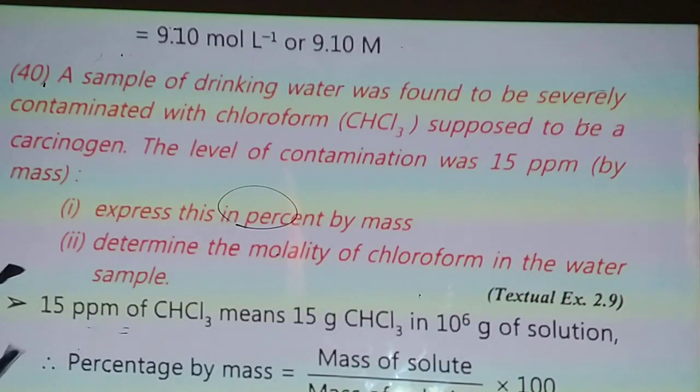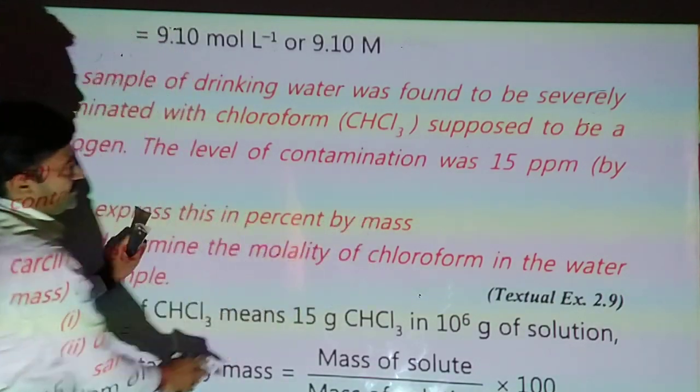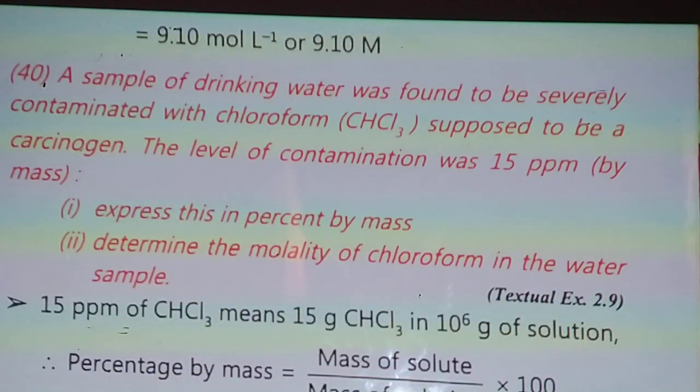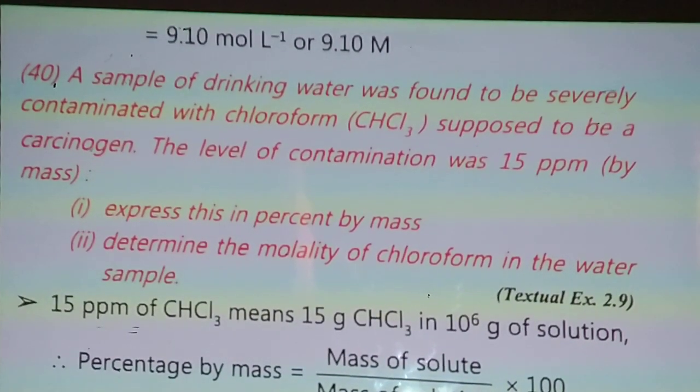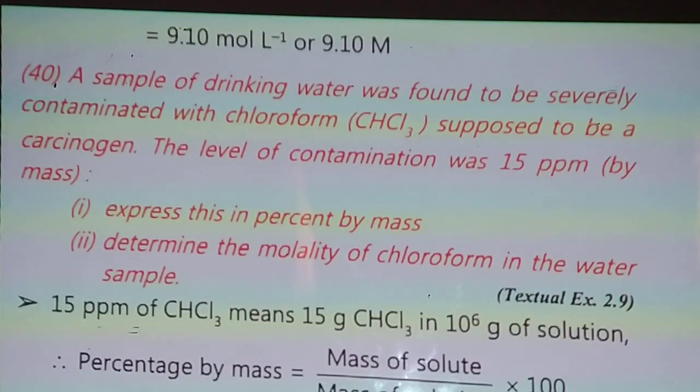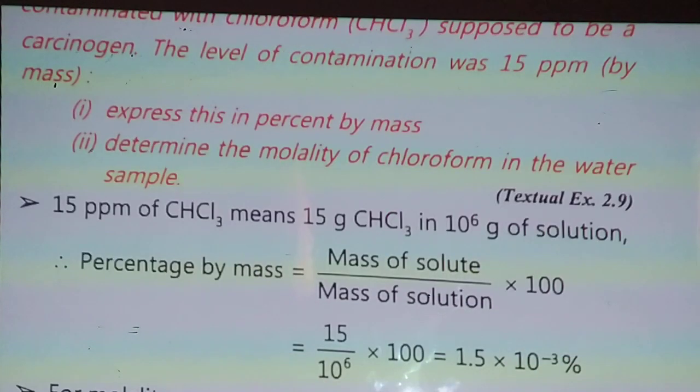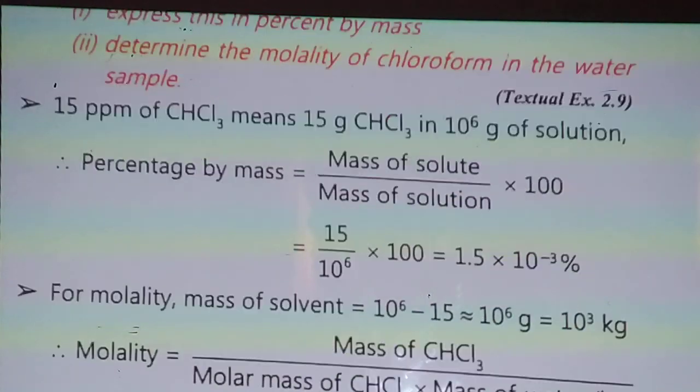A sample of drinking water was found to be severely contaminated with chloroform, supposed to be a carcinogen. In drinking water, chloroform is present and level of chloroform is 15 ppm by mass. Express this in percent by mass, weight by weight. Determine the molality of the chloroform in the water sample.